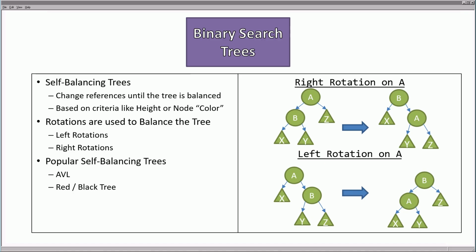There are two types, a left and a right rotation. So like for instance, if we were rotating the value A to the right, as you can see here, it basically moves in this direction to form this. Now alternatively, if we're doing a left rotation on A, then it would end up looking like this.